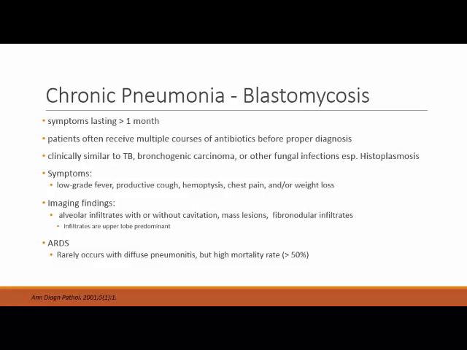For the chronic pneumonia, symptoms often last over a month. Patients often receive multiple courses of antibiotics for bacterial pneumonia before they're diagnosed appropriately. It's clinically similar to TB, bronchogenic carcinoma, and other fungal infections. So again, like I had mentioned before, we have to keep those on our differential. The symptoms are, again, not too specific: low-grade fever, productive cough, hemoptysis, chest pain, weight loss. Imaging for the chronic findings, alveolar infiltrates, they may also have cavitary lesions, and they're typically upper lobe predominant.